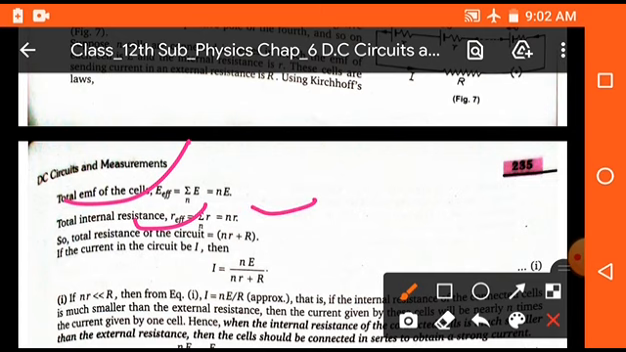In the same way, we will find here the total EMF. So it will be nE. Now the total resistance will be internal plus external, nr plus capital R. So by putting the values, we get total current I is equal to nE upon (nr plus capital R). So the total current in this case will be I is equal to nE upon (nr plus capital R).